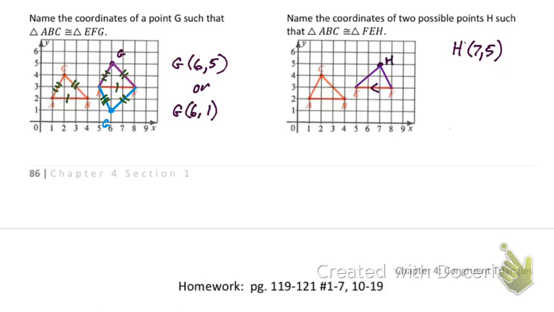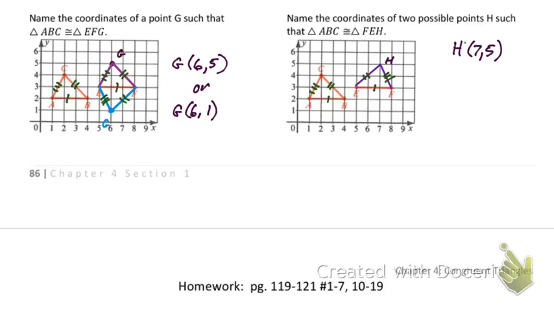And then just to double check, I have too much stuff on here. Let me redraw this. To double check this point, we could check lengths. A to B is the same thing as E to F. E to H is the same length as B to C, and finally H to F is the same length as C to A.